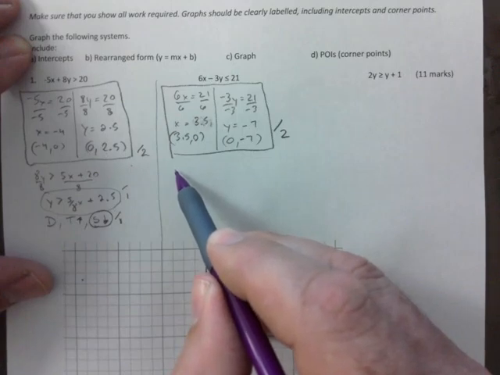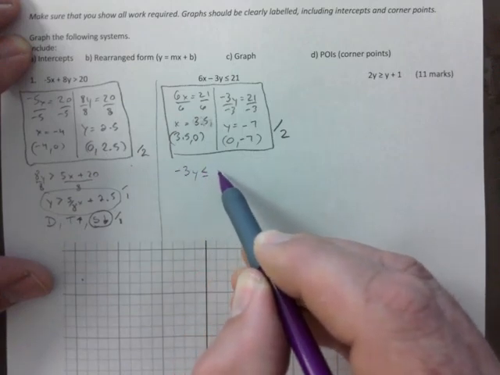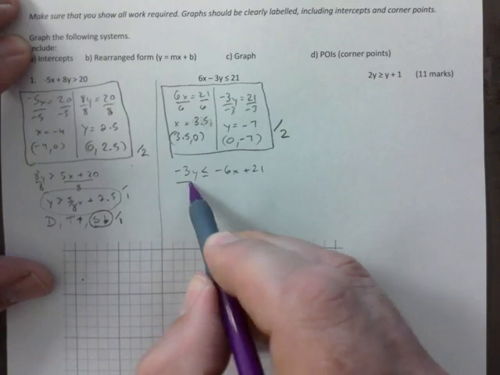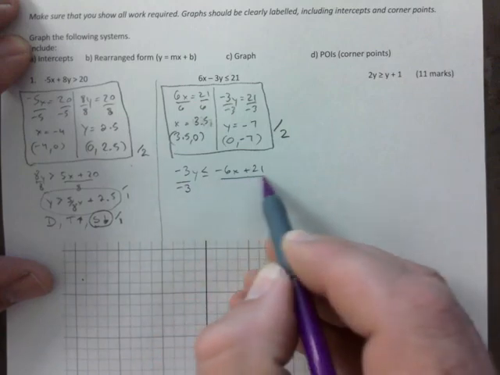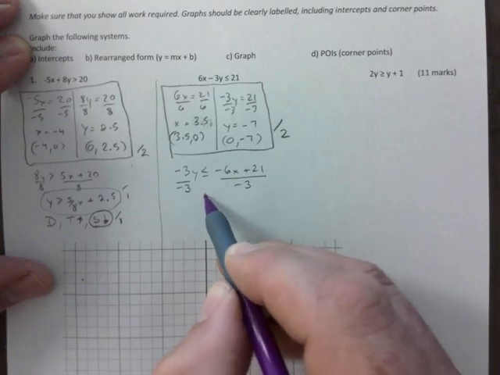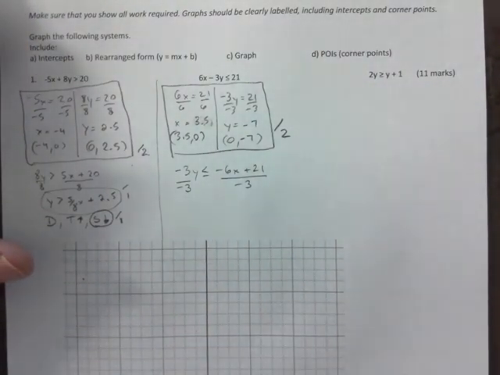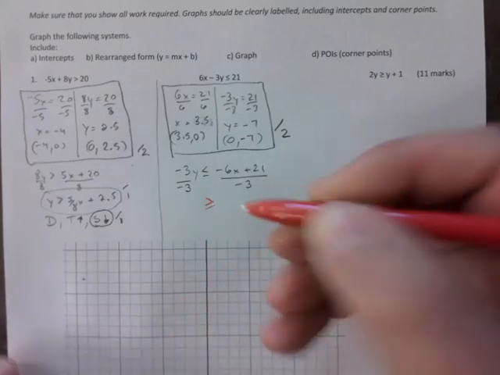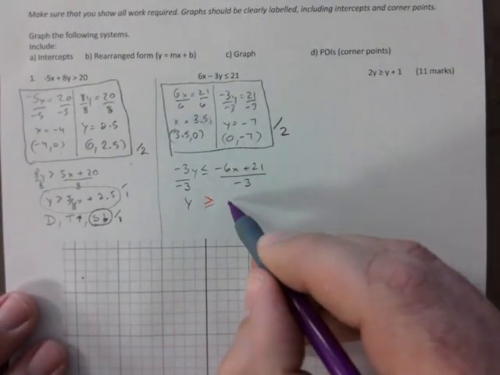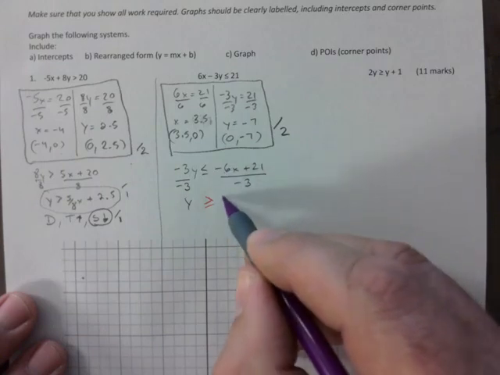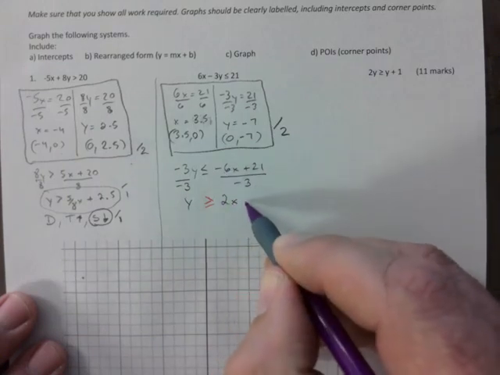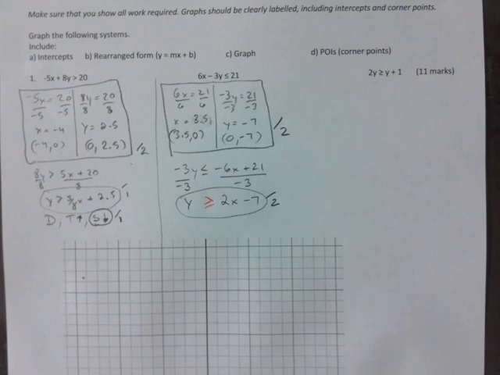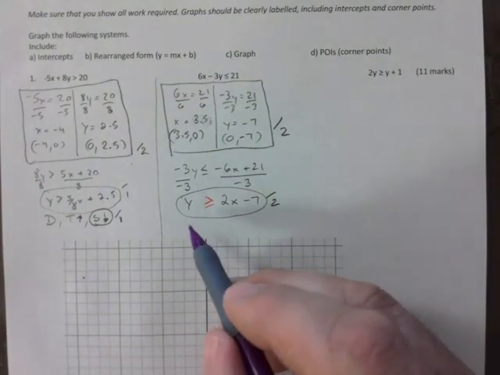Rewriting, we bring the 6x over, subtracting, and the 21 is already there. And you divide by negative 3, and so what happens to the inequality? That flips, okay? So you're going to get 2 marks for this one just to account for that. So this is y, and 6 is negative, and negative is positive, so that's just 2x, negative 7, like this. So 2 marks for rewriting this one because you had to account for the flipping there.